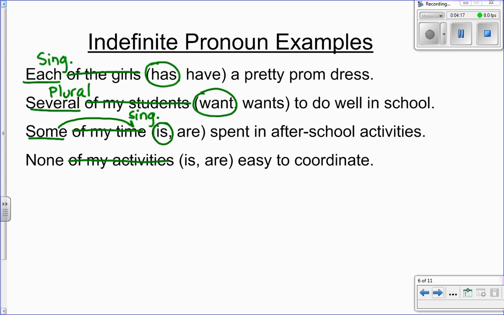In the last one, none of my activities are easy to coordinate. Of my activities is a prep phrase, none is the subject. However, it's on the list of words that can be singular or plural, so when I say none of what? Activities is plural, so I need to say are, the plural verb.